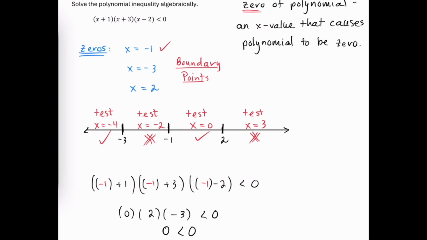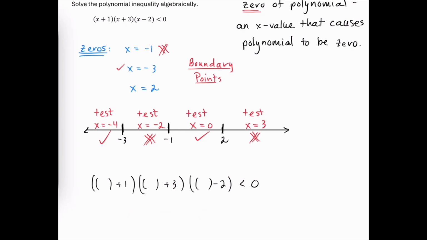And 0 is not less than 0. 0 is equal to 0, but not less than 0, so our boundary point of x is equal to -1 does not work. But actually, none of these boundary points are going to work, because when I plug -3 in, it's going to zero out this factor, causing the product to be equal to 0, which is not less than 0. So -3 is not going to work.